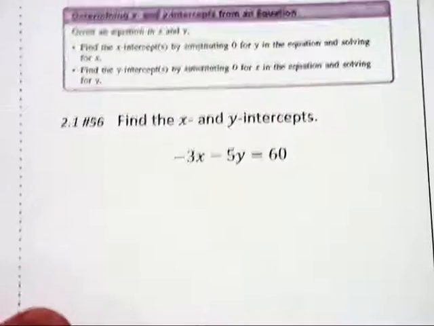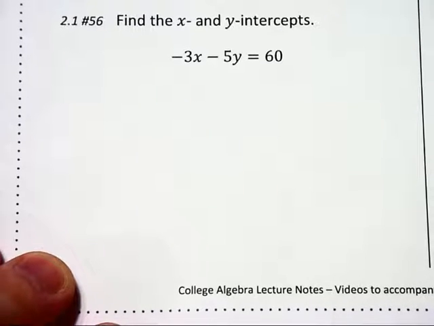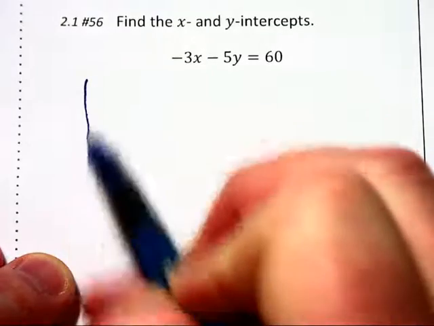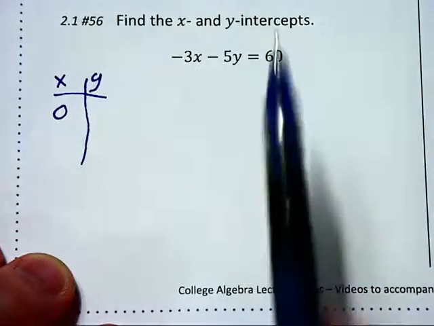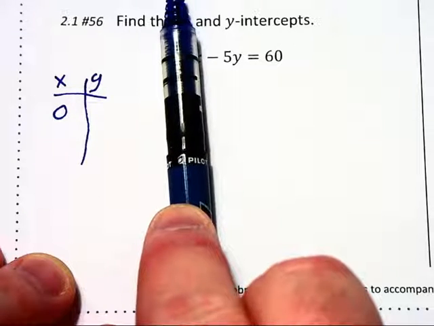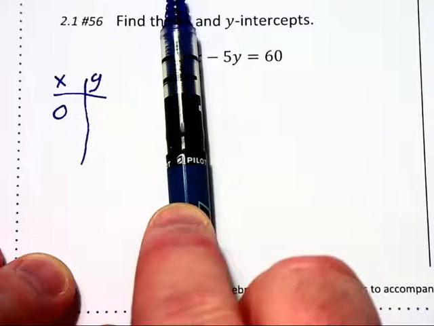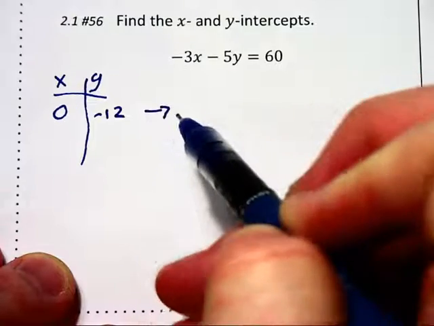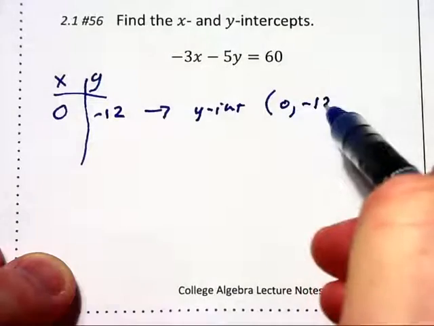If we don't have a graph and we have an equation, we can find the x and y-intercepts more easily by substituting x and y equals 0 into that equation. Let's go with the old xy chart and let x be 0. When you substitute 0 into this equation, it's like crossing out that negative 3x, and all we have left there is negative 5y equals 60. Therefore, y will equal negative 12. And that tells us that the y-intercept is at 0, negative 12.